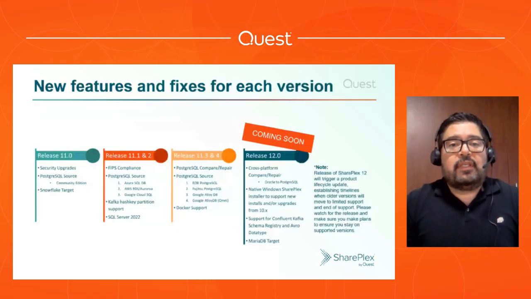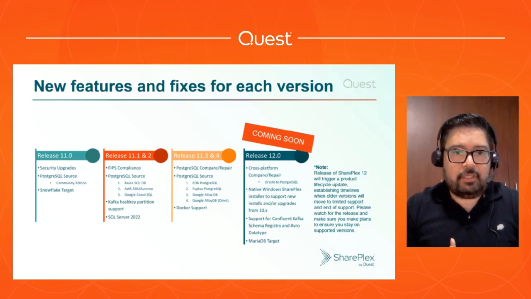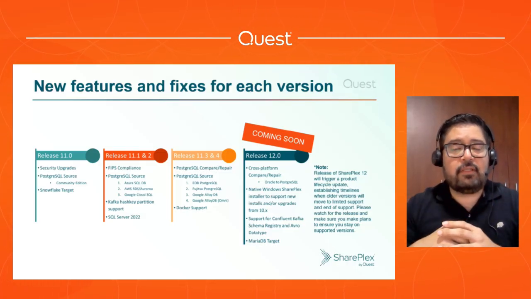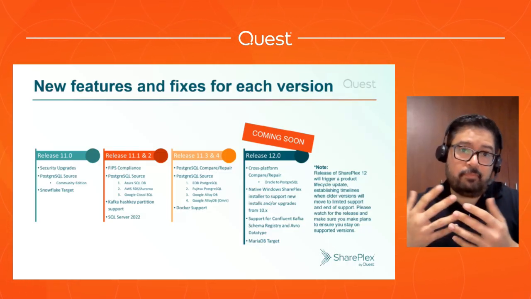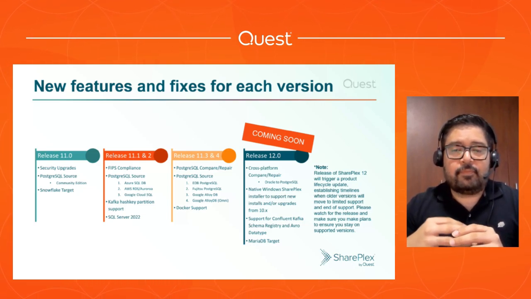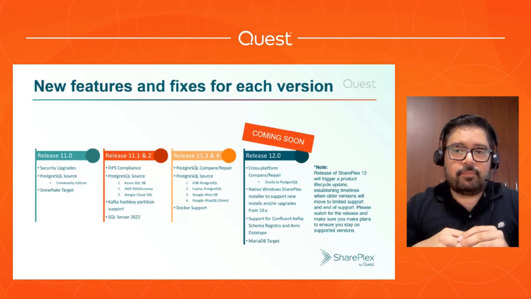So, new features and fixes for each version. When a new version is available, you can go to the support portal to have access to software download and the product documentation. The release notes detail the information regarding all new features implemented in this version, along with bug fixes, of course, and platform compatibilities. Other high-level information is also detailed in the release notes.